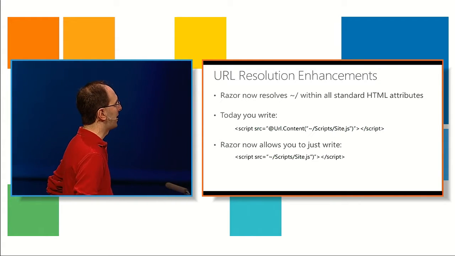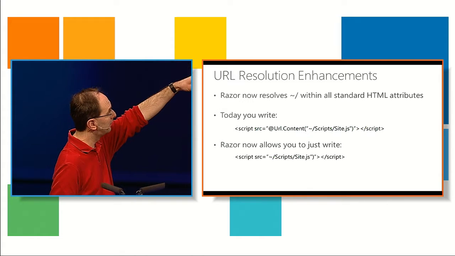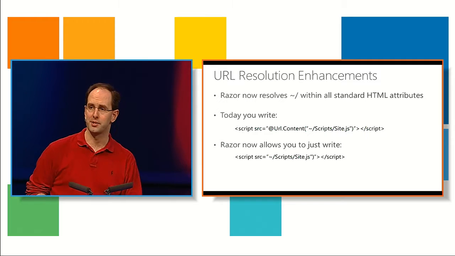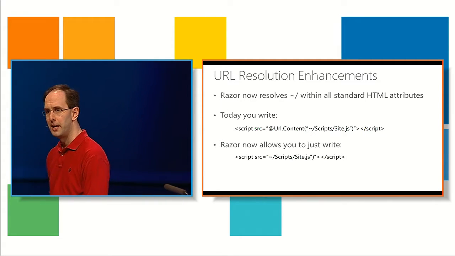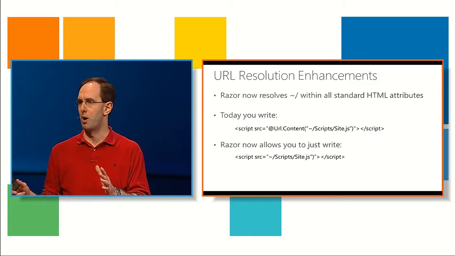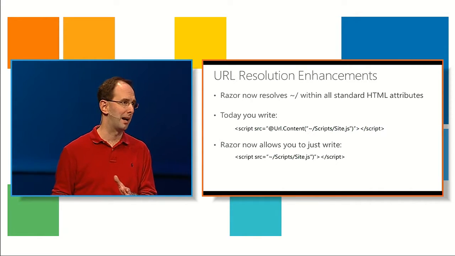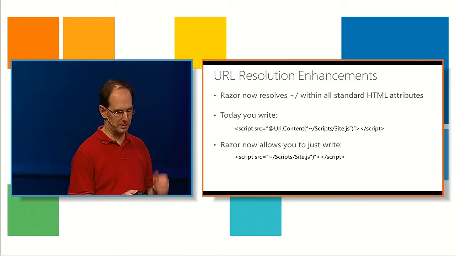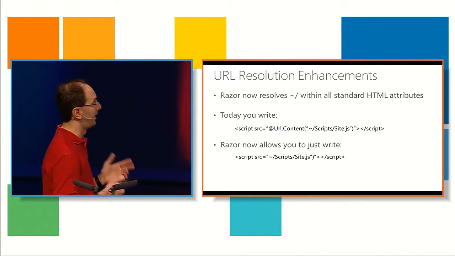What you can do now inside Razor is you no longer have to call any function in order to do it. You can just use the tilde syntax within any HTML element, and Razor will automatically expand that at runtime to be the fully qualified URL for you automatically. So again, it just makes it a little bit simpler, a little bit easier to work with URLs.